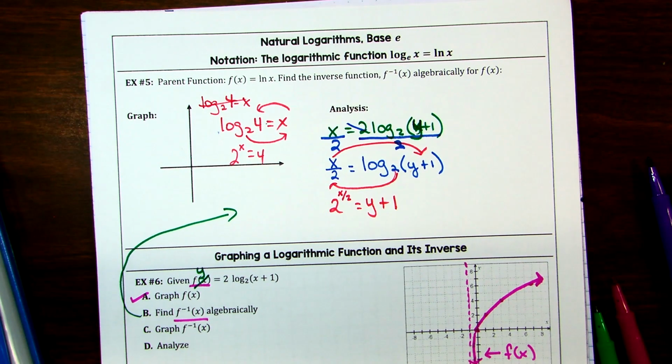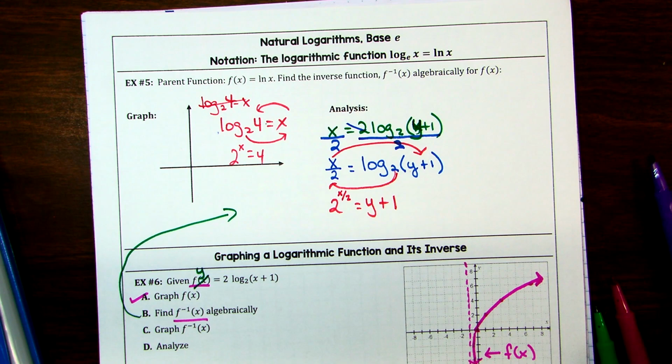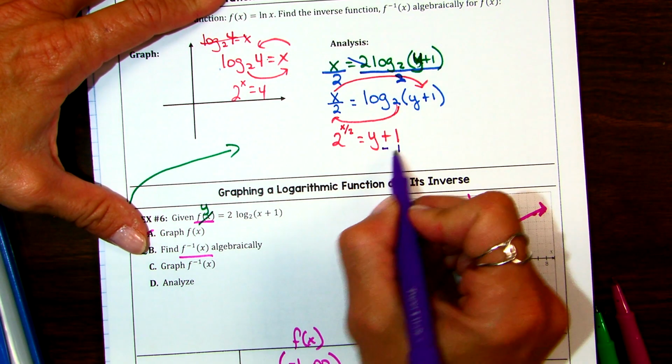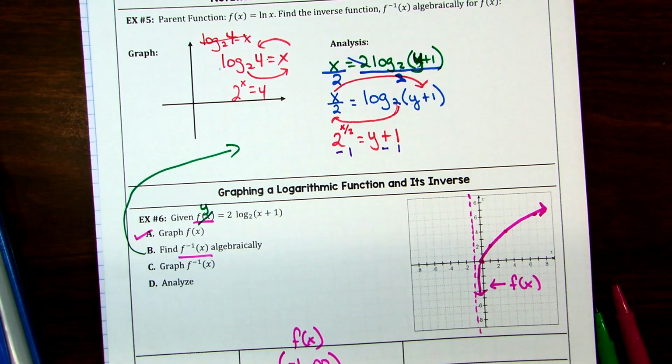Remember, your goal is to get y by itself. There's one thing left to do, which is subtract what? Minus 1. Okay, here's how we write our answer.